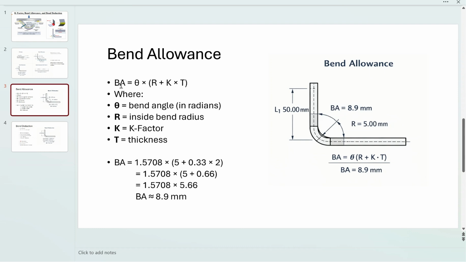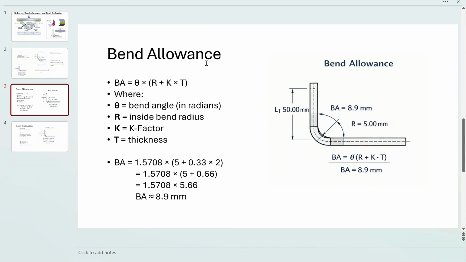So in the bend allowance calculation, you need this formula. Here theta is the angle, this angle, and you have to use it in radians. R is the inside bend radius, that is 5. K is the K factor we calculated earlier using the thickness and the distance of the neutral axis from the inner surface. T is the thickness of the sheet metal. Now using this formula, we calculated the bend allowance, that is the length of the material added to account for the bend arc. That arc length is approximately 8.9.